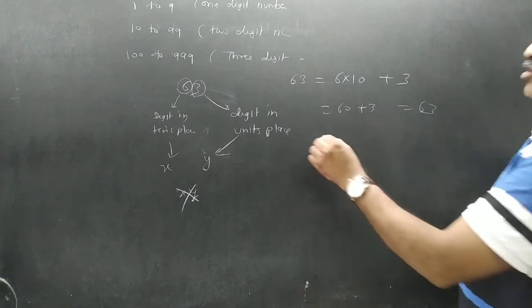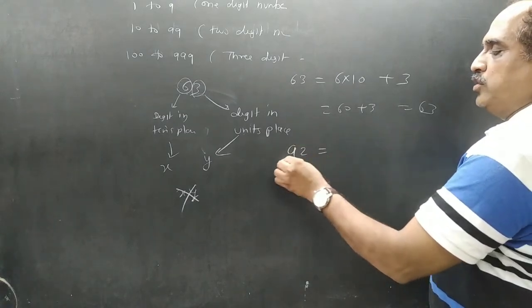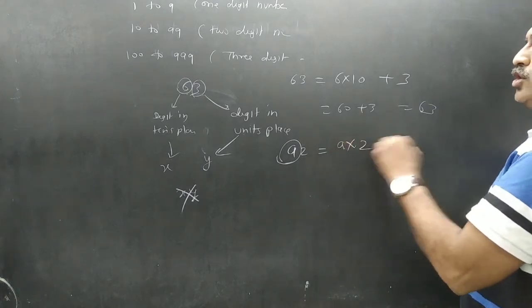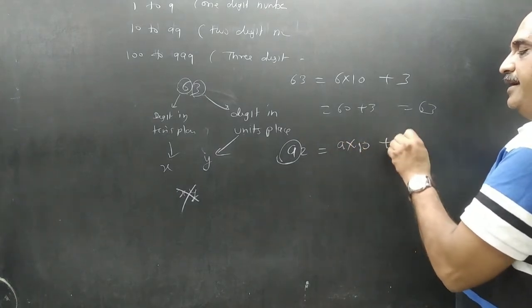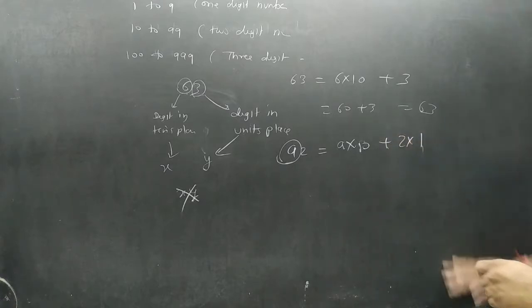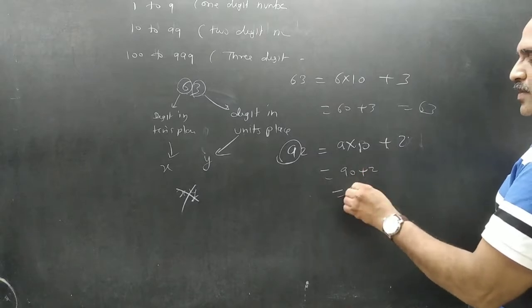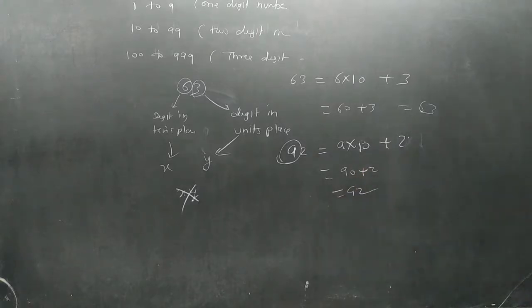You got it? I'll give one more example: 92. The digit in tens place is 9, which you are going to multiply by 10. And the unit place you have to multiply by 1, but there is no need to multiply by 1. This will become 90 plus 2 is equal to 92. Are you getting my point?